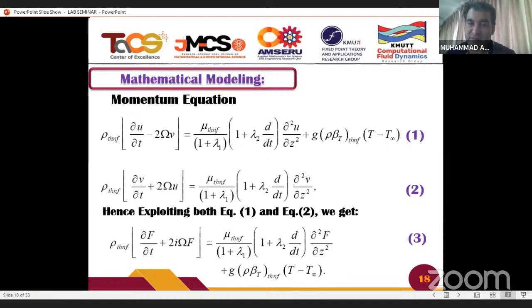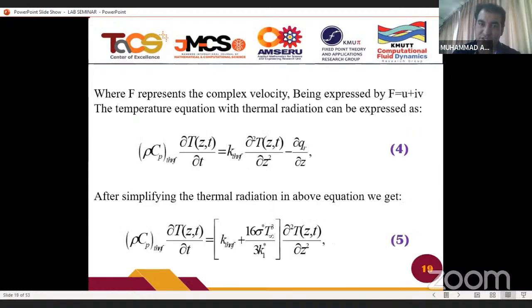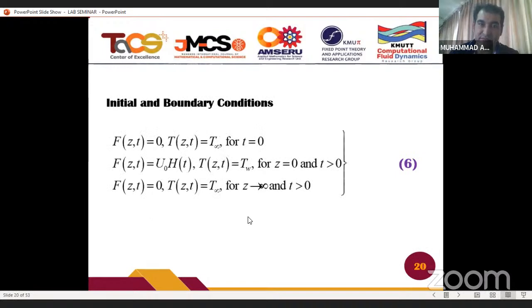This complex velocity is represented by F, where F is the combination of primary and secondary velocity, which is mentioned here in the next slide. F represents the complex velocity, expressed as F = U + iV, where U is primary and iV is secondary. Equation 4 represents the temperature equation with thermal radiation. This thermal radiation has T raised to the power 4, so by linearizing it using the Taylor series expansion, after some simplifying steps, we get equation 5. After that, we set the initial and boundary conditions. These are the initial and boundary conditions in the complex form.